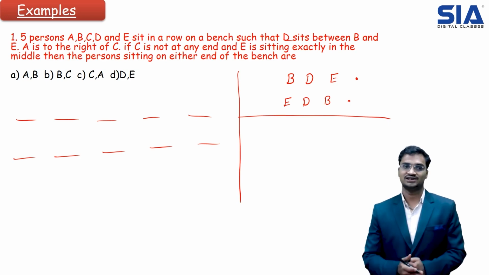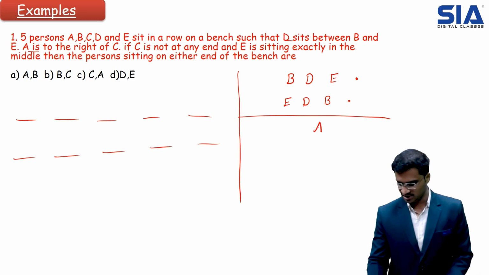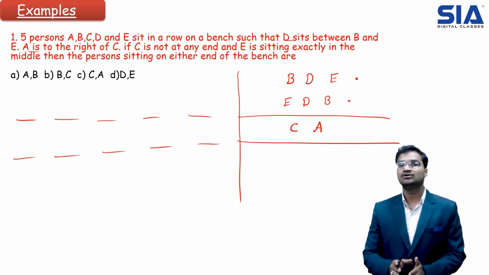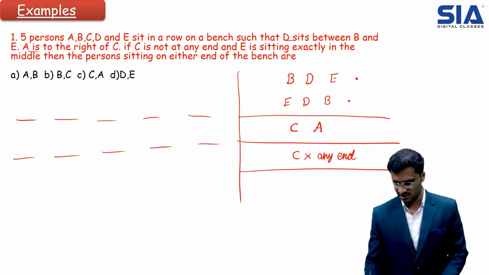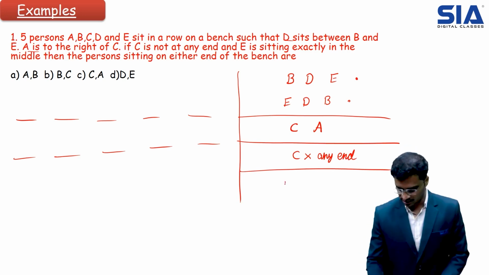Now coming to the second statement, which is A is to the right of C. The person A is to the right of C. Now coming to the third condition, C is not at any end. So C is not sitting at any end of this bench. This is the third statement, and the fourth statement says that E is sitting exactly in the middle.